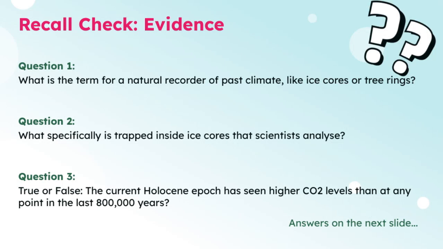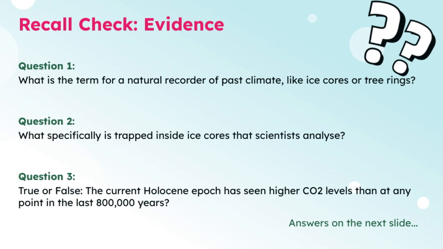Question 1. What is the term for a natural recorder of past climate, like ice cores or tree rings? Question 2. What specifically is trapped inside ice cores that scientists analyze? Question 3. True or false? The current Holocene epoch has seen higher carbon dioxide levels than at any point in the last 800,000 years? Take a moment to think through your answers.